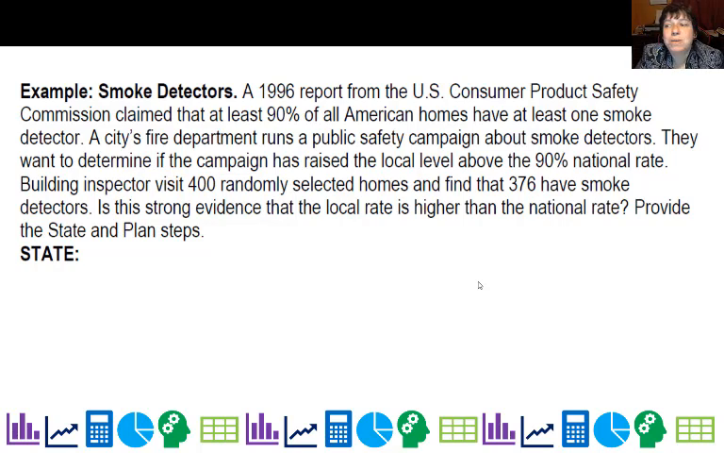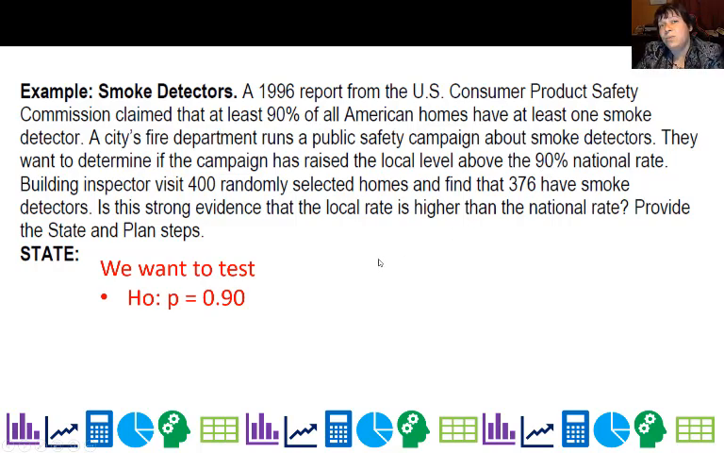Now, some of you might be tempted to say, oh, let me just calculate the proportion and compare. Well, it's more complicated than that. So first of all, we want to test the null that if nothing changed, let's say they were unsuccessful, that the rate is just 90%. All right. But they're actually trying to raise the rate. That's a greater than, that's our alternate. So our alternate hypothesis is p is greater than 0.90.